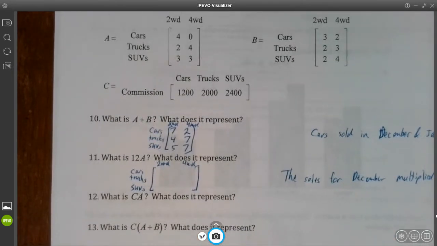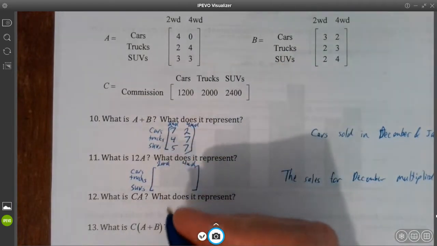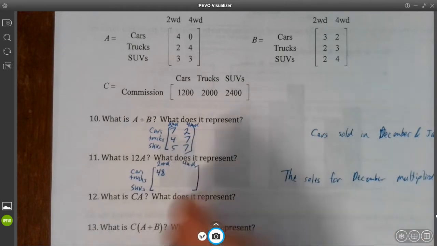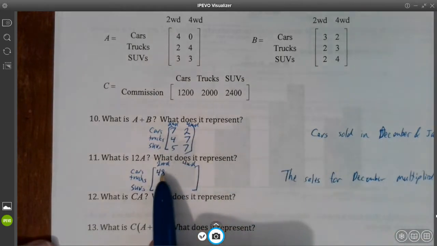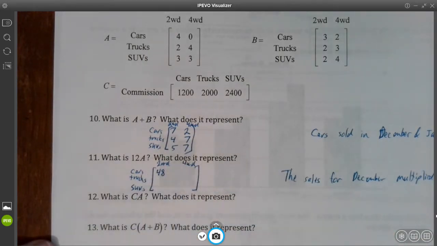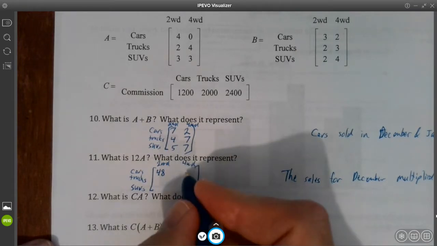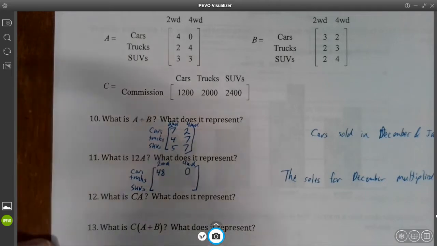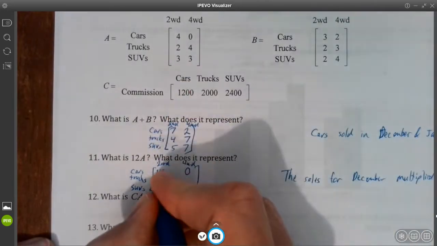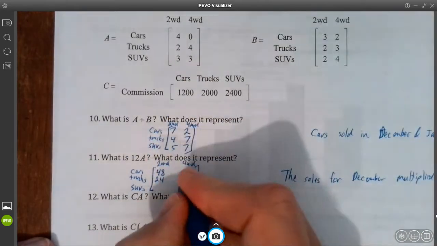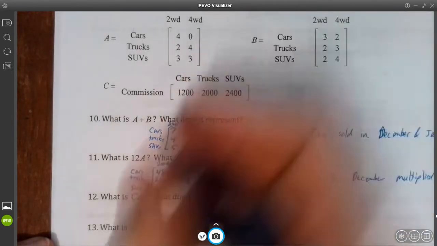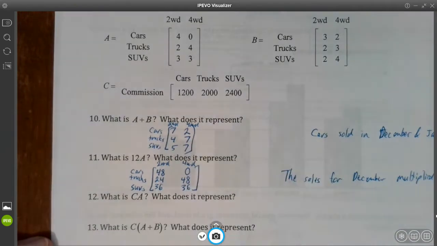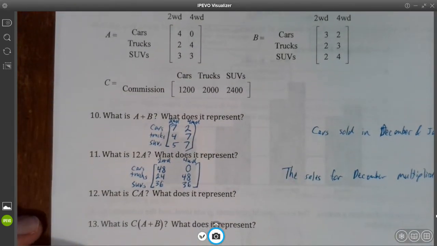So let's slide this down just a little bit. 12 times 4 gives me 48. This is a projection: maybe I'm going to sell 48 two-wheel drive cars, and I will sell 0 four-wheel drive cars. And 2 times 12 would be 24. 4 times 12 is 48. 3 times 12 is 36. 3 times 12, 36. There's a good projection.